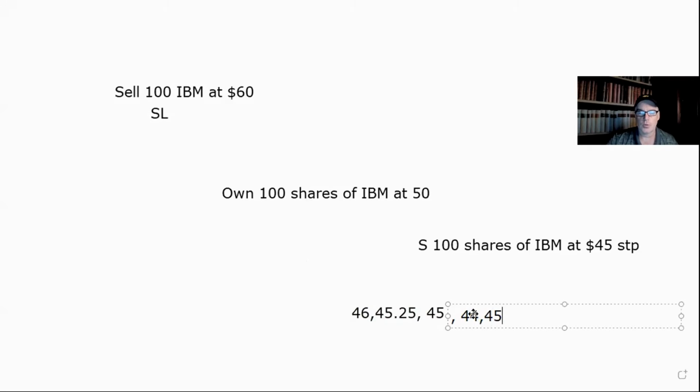So let's do this again. I own stock at 50. I think it's going to drop. So I'm afraid it's going to go too low. So I want to stop the bleeding. I want to protect myself a little bit. So I will set a sell stop at 45. I would say sell 100 shares at 45 stop. That means that if the stock trades at 45, it becomes a market order and I sell it on the next trade no matter what.